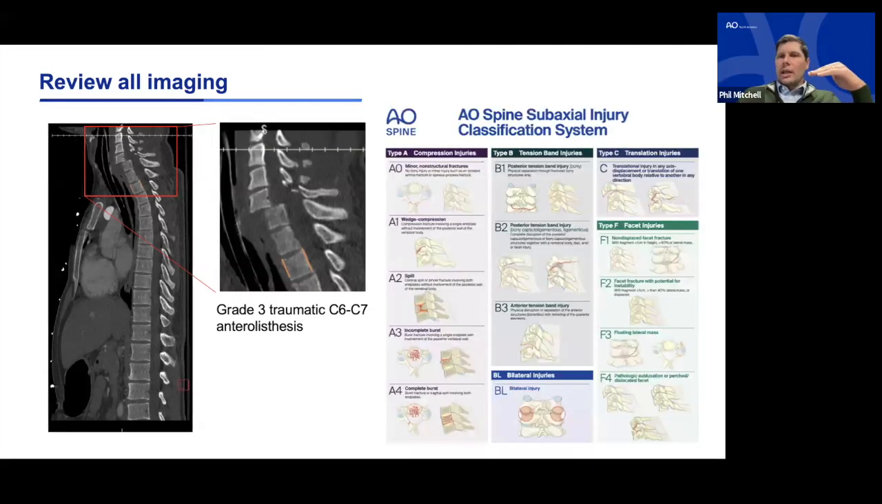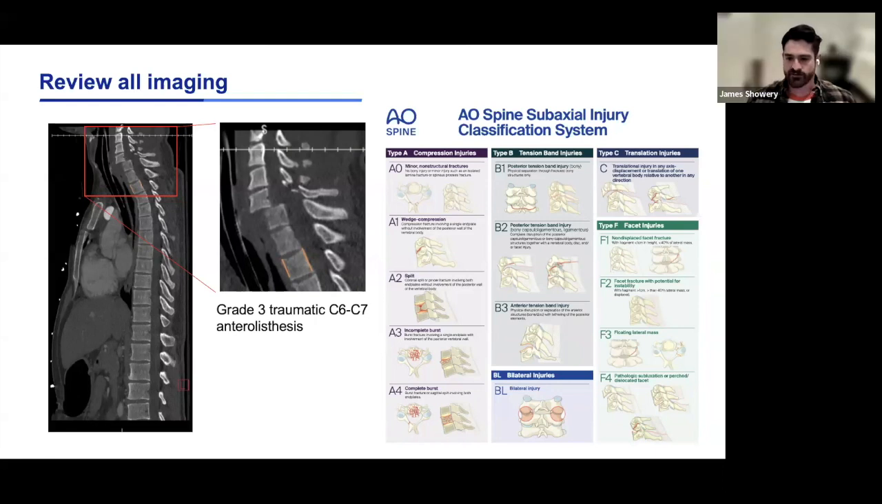Yeah, and so we're going to get into the AO classification on the next case as well. But James, maybe a takeaway for how to put this within one of these categories, A, B, C, type? Yeah, so the AO subaxial injury classification is very complicated.